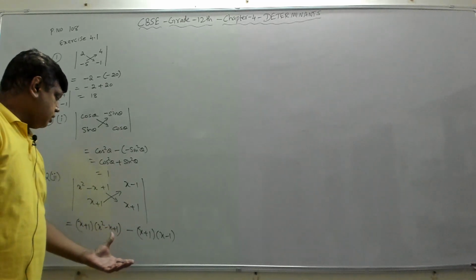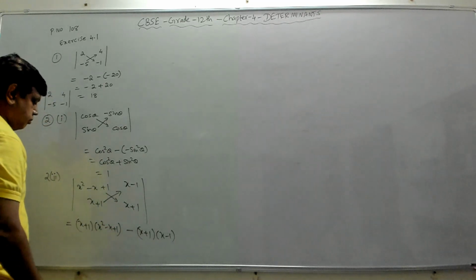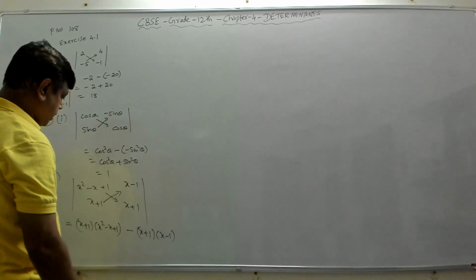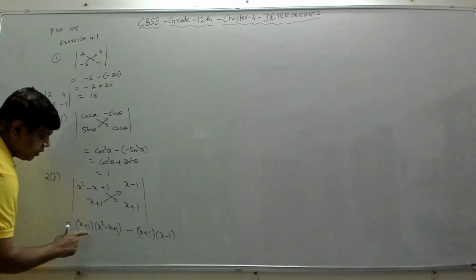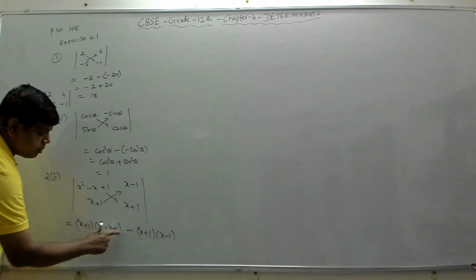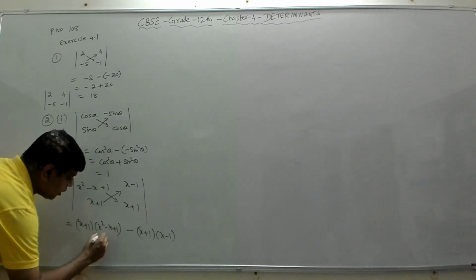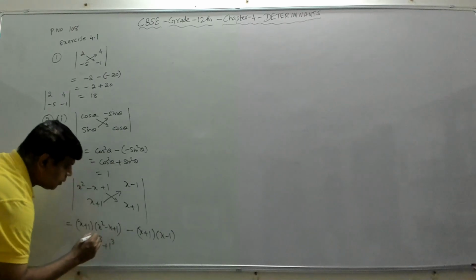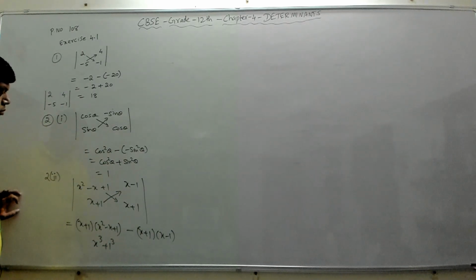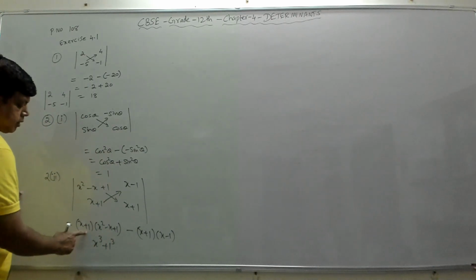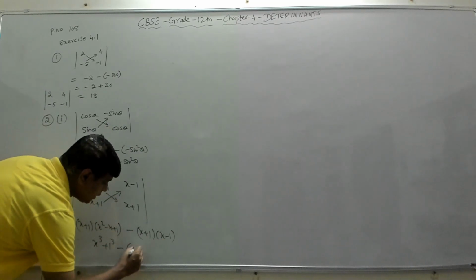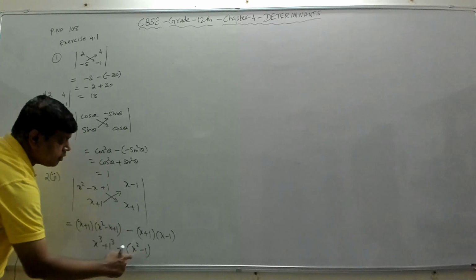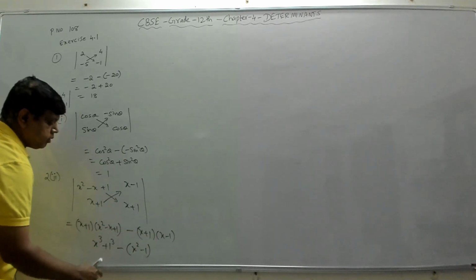Fine. If you want, we can take x plus 1 common, or we can use an identity. What is this identity? This is a plus b into a square minus ab plus b square, so this will become a cube plus b cube. Here it is x cube plus 1 cube. Then minus this, a plus b into a minus b is a square minus b square. You have to put that in a bracket because this minus is for both.